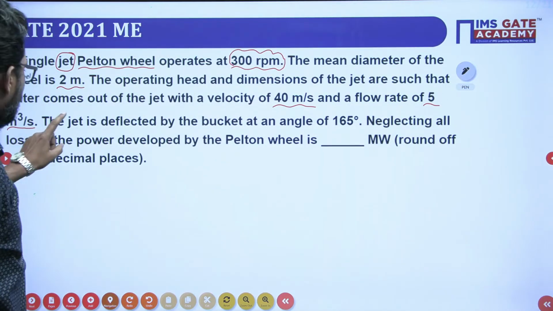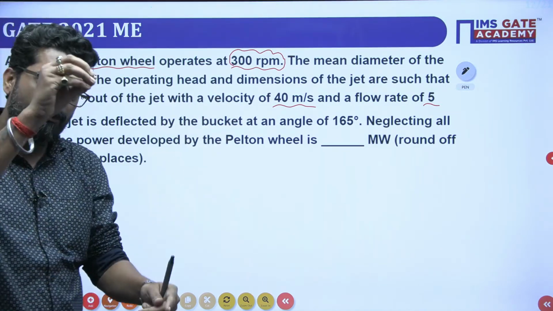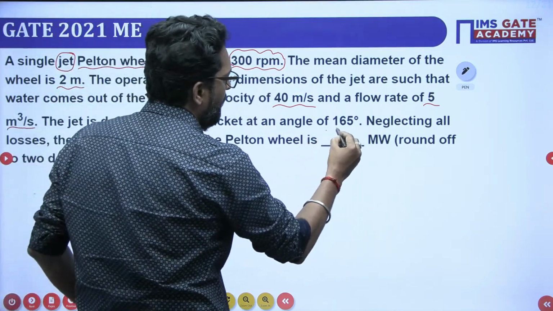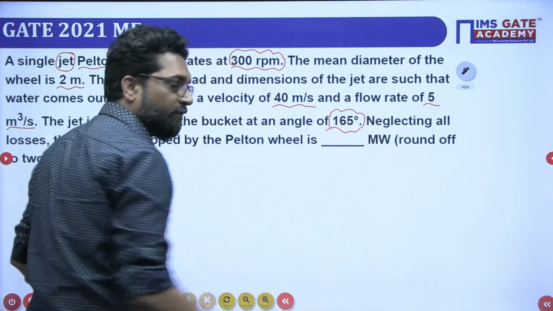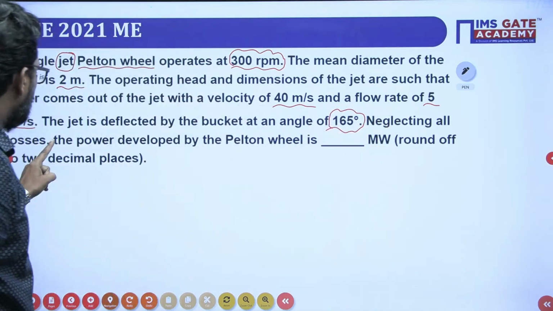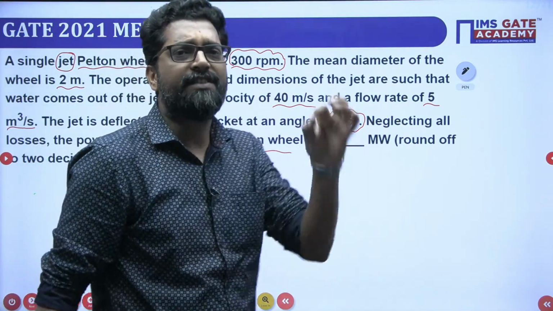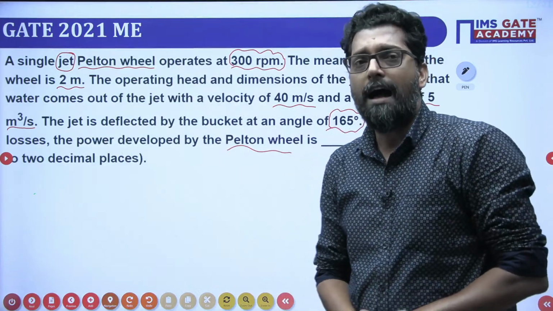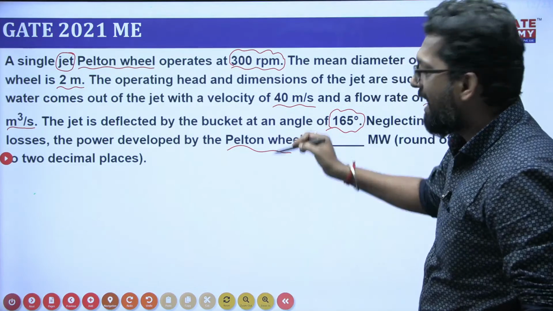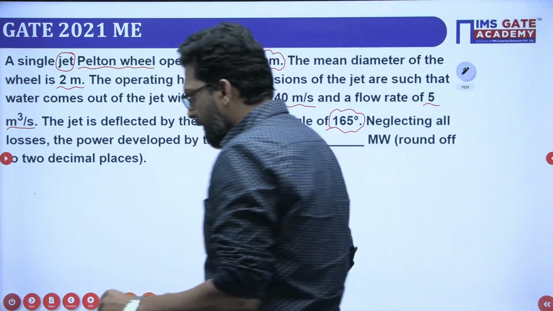Okay, now the jet is deflected by the bucket. That means when the jet strikes, it is deflected at an angle of 165 degree. That is the deflection angle. Neglecting all the losses, find the power developed by the Pelton wheel. This is a very basic question. In the turbo machinery subject, such a type of question is called a very basic question.